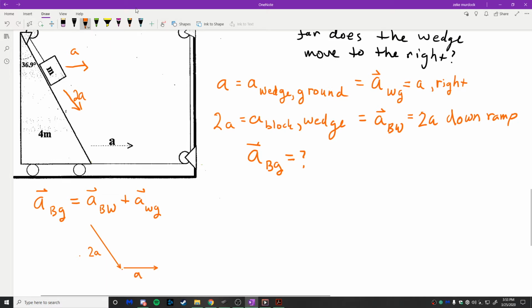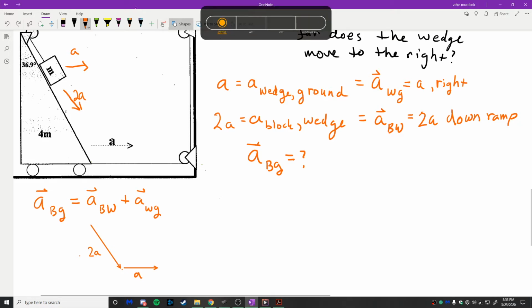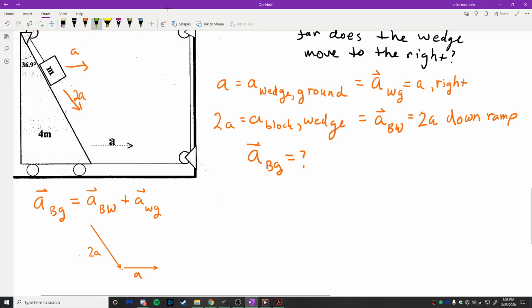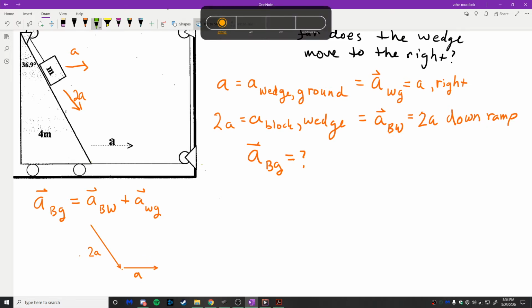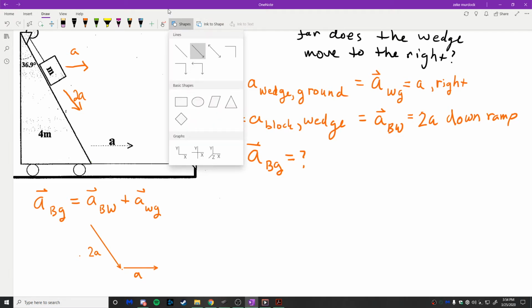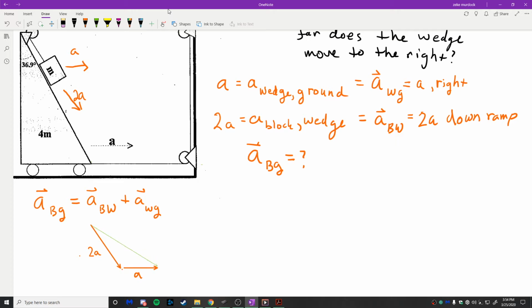And then if we take another vector, the sum of these two vectors is going to give us what we're looking for. We want to do shapes, arrow, and let's use blue or something for this. The vector that goes between here and here. That vector is going to be your acceleration of the block relative to the ground. That vector there. And in order to find the length of it, we'll do our normal vector component addition.